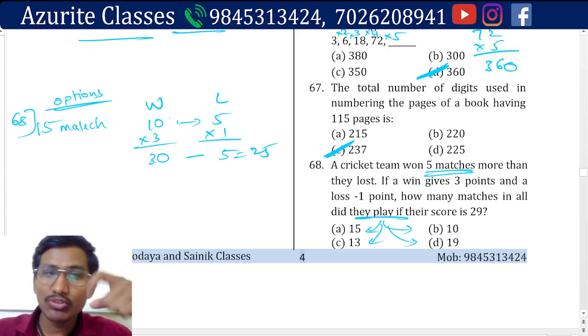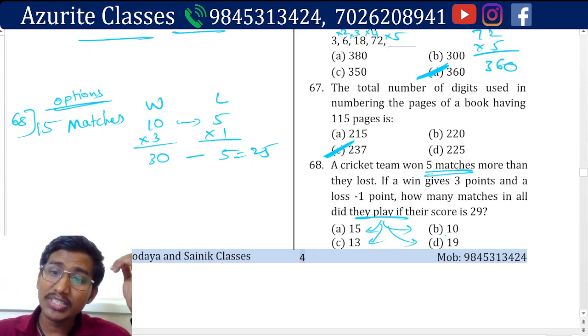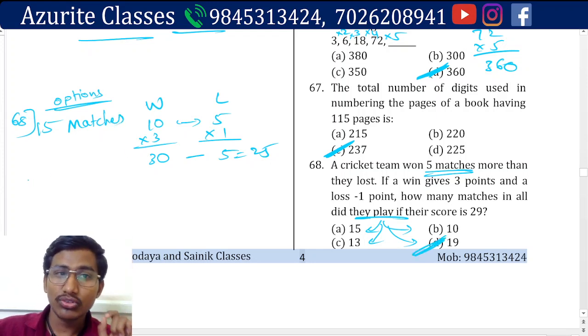So the matches have to be more than 15. In which option is it there? Option D it is there. That is the answer. If you go with option D, 19 matches, you can check.